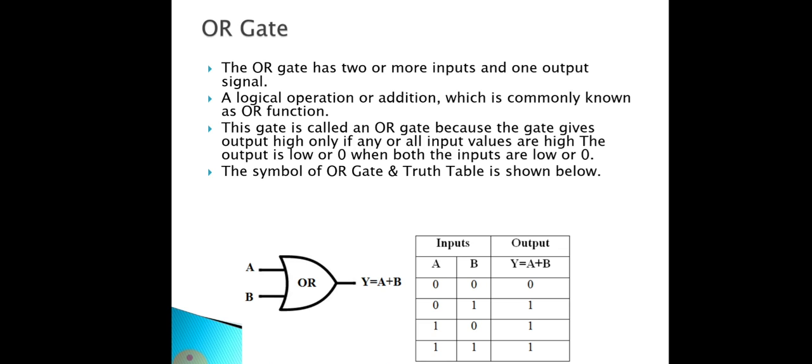Means it performs the addition between 2 variables. In the OR operation, the output is 0 when both the inputs are 0, and the output will be 1 or high when any one of the inputs is high. This is the OR gate.